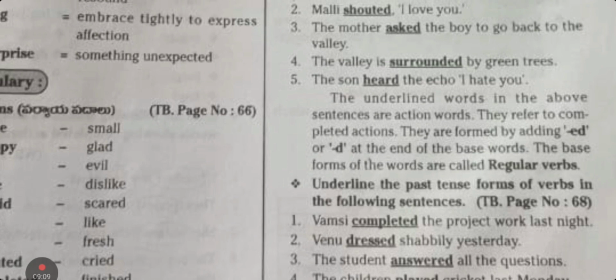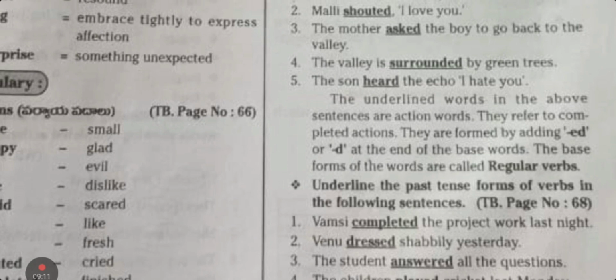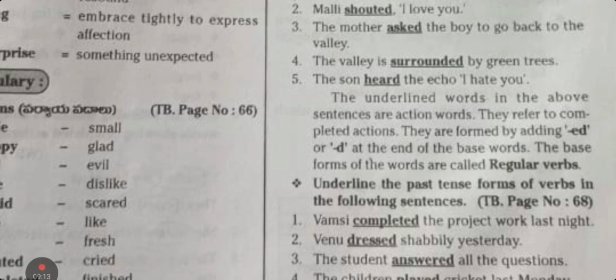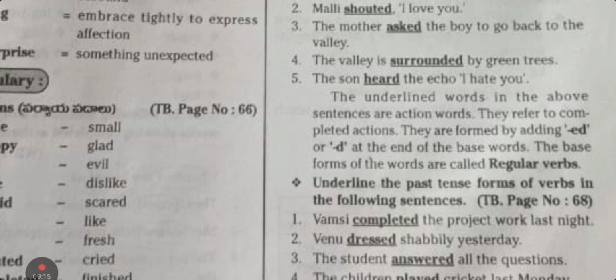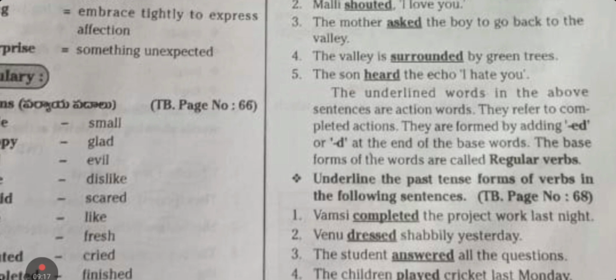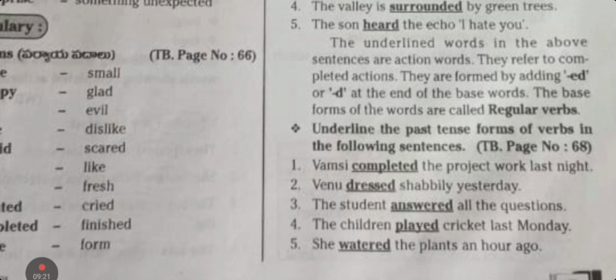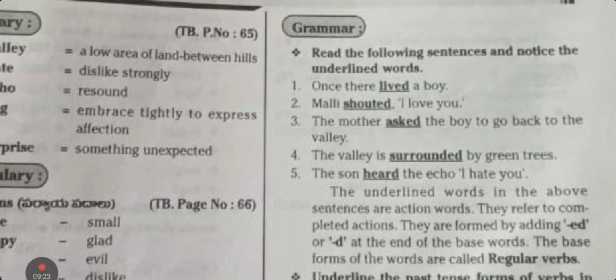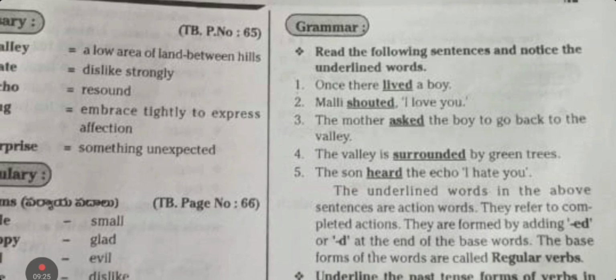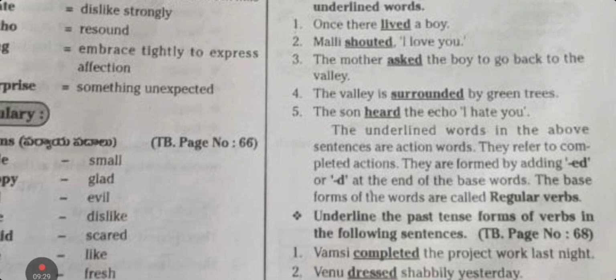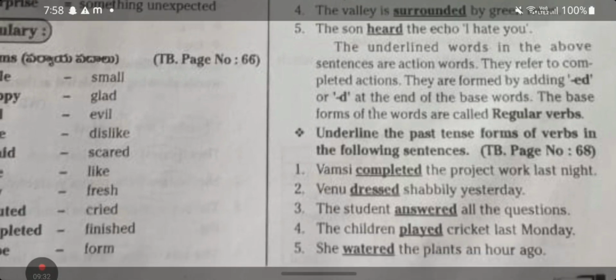The underlined words in the above sentences are action words. They refer to completed actions. They are formed by adding ed or d at the end of the base words. The base forms of the words are called regular verbs. See, they have given underlined here. Lived, shouted, asked, surrounded, heard. These are called the completed actions.